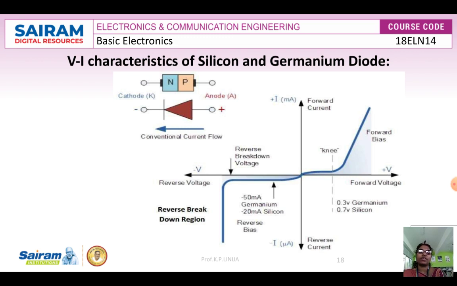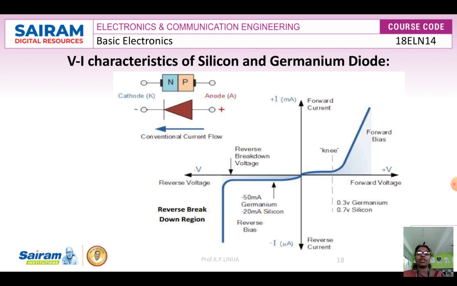Now we can see the first quadrant, which is marked as forward bias. Whenever the voltage increases, the current also increases. At one point, there will be a voltage breakdown. That means for silicon the cutoff voltage is 0.7 volt, and for germanium it is 0.3 volt. Up to this knee voltage, the current is small, and after that the current keeps on increasing.